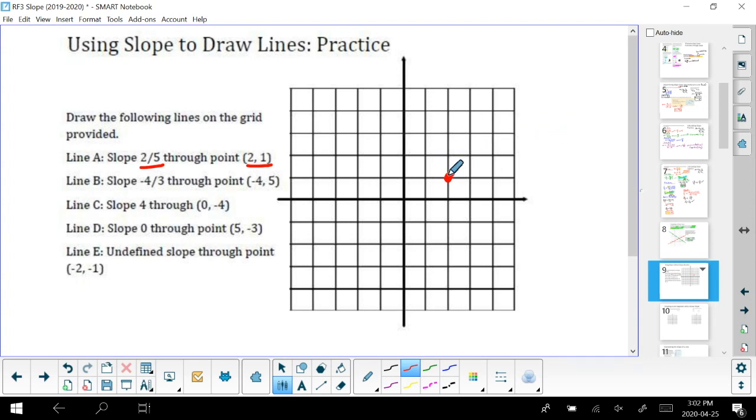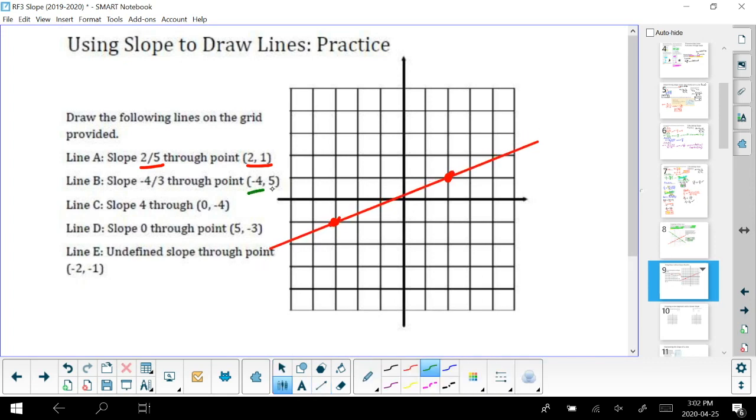So we're going to start back at this point, and we're going to do the opposite. We're going to move 2 down, and then we're going to go 5 to the left, and we have a point right there. We can't go any further to the left, so I'm going to draw a line through the 2 points that I made, and we've got our first line there.